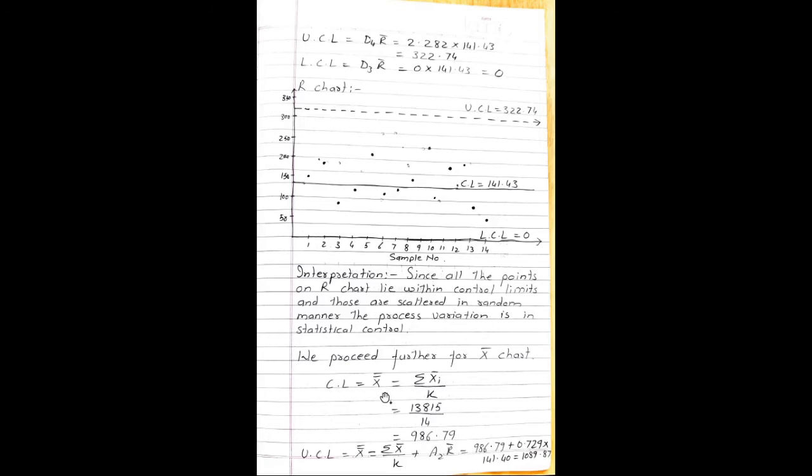Central line is nothing but X double bar, which is equal to summation xi bar upon k. So mean of the means we have to find. So summation xi bar is nothing but 13,815 divided by 14. So X double bar is equal to 986.79. Upper control limit is equal to X double bar plus A2 R bar. So 986.79 plus value of A2 is given as 0.729 into 141.43. So upper control limit is 1089.87.